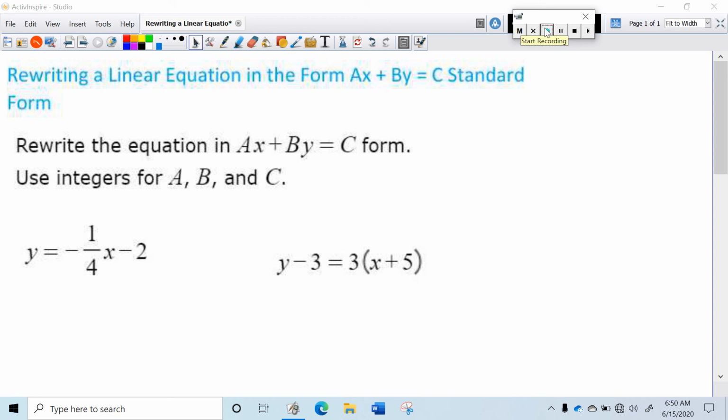Rewrite the equation in ax plus by equals c form. That is also called standard form. And we're going to use integers for a, b, and c. Okay, so here's what that means. That means no fractions in your answer. So we'll talk about that when the moment comes.